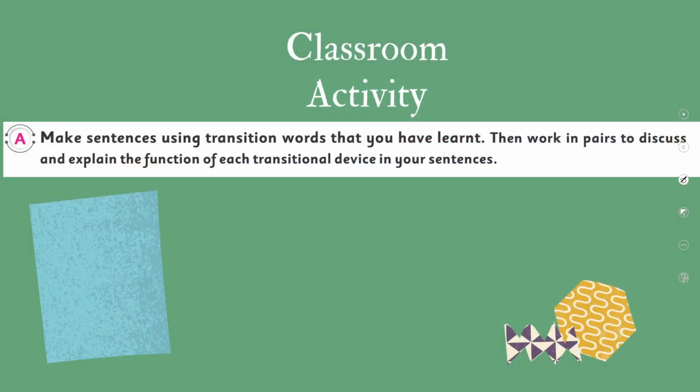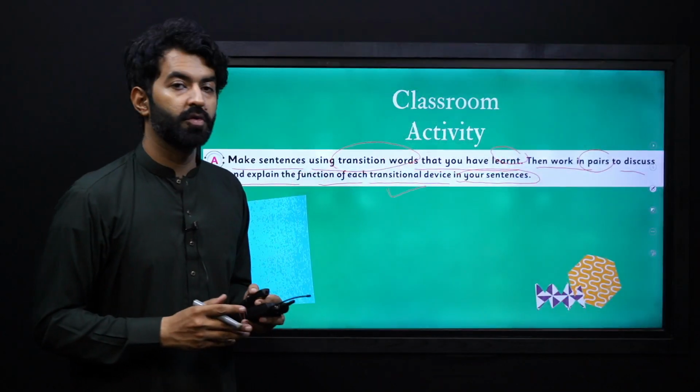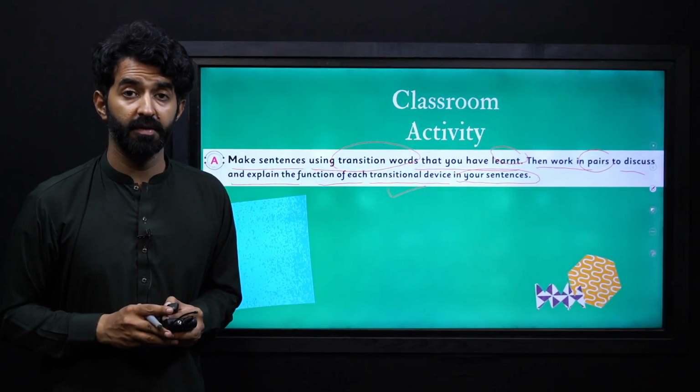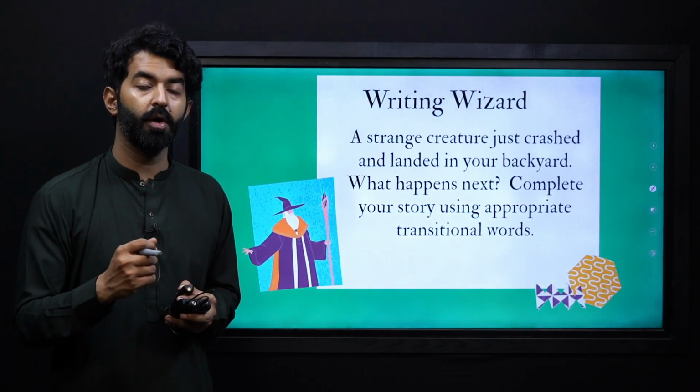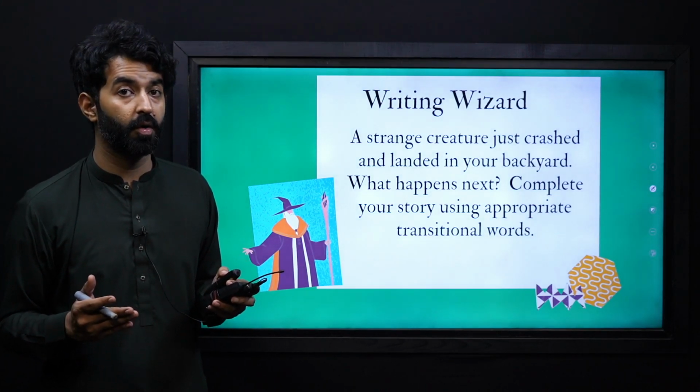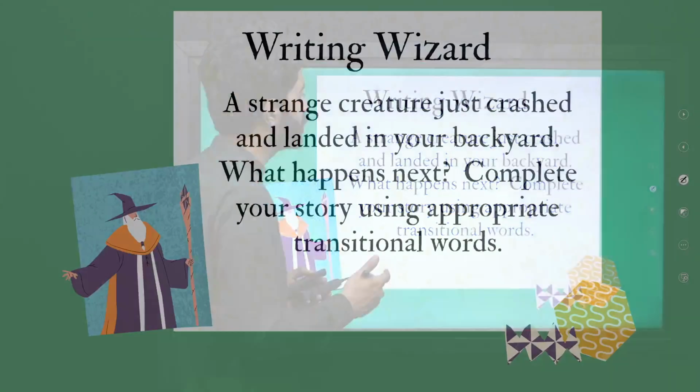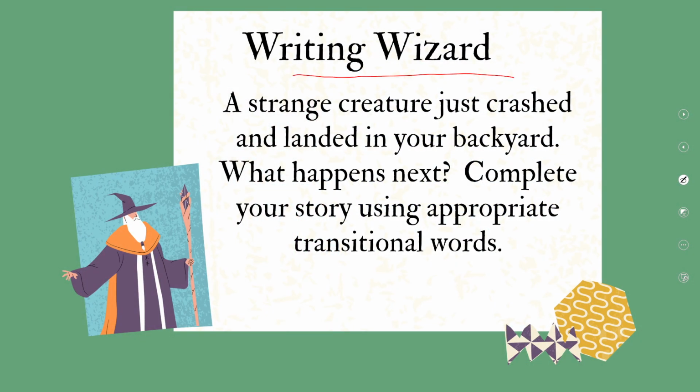Now, for your classroom activity, we have a prompt. This is question A. Make sentences using transitional words that you have learned. Then work in pairs to discuss and explain the functions of each transitional device in your sentences. So this is your classroom activity, my dear learners. Let's move on with a very interesting prompt for you, another one for your homework or for your classroom. You can do it anytime.